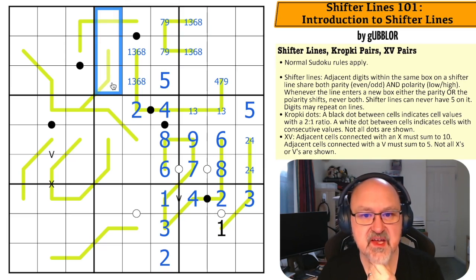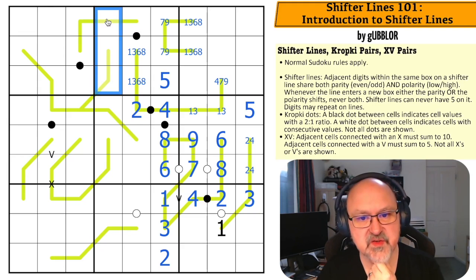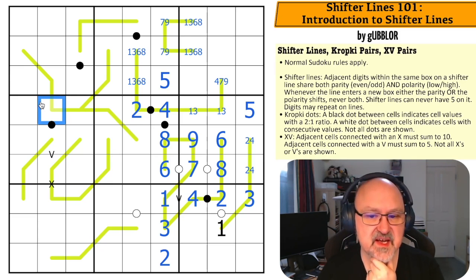2 is over here. If 2 is here, 4 is here. Either this is 2, 4, or this is 2, 4. And the other one is 1, 3, 6, 8. But I think I could put 1, 3 here if this is 6, 8. I'm not sure. This is either 6 or 8 because you can never put a 7 or a 9.